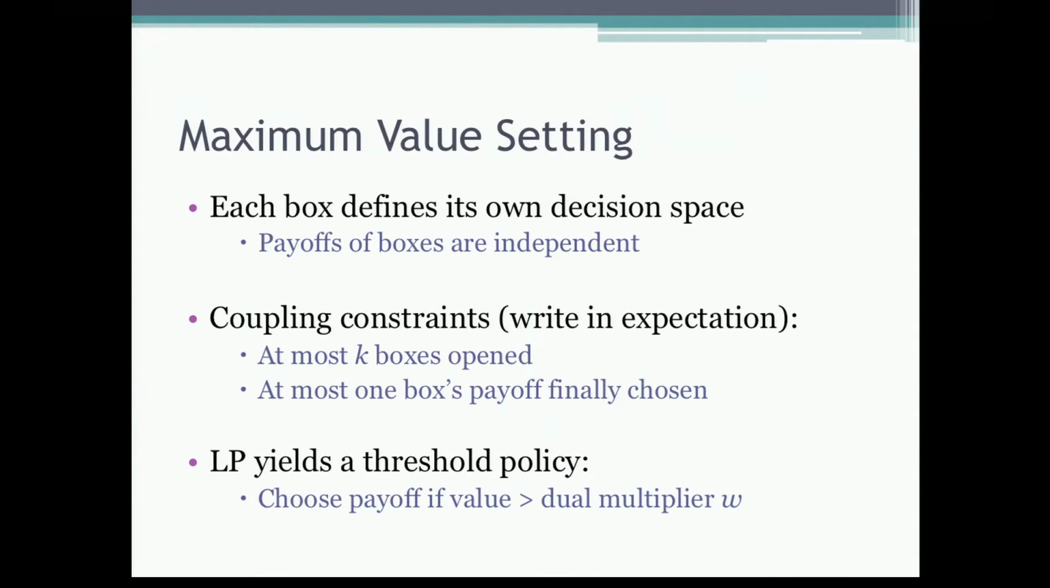It's all high level. In the maximum value problem, each box has its own decision space. The crucial thing is that the boxes are independent, and that was crucial for our LP. The coupling constraints were these, and the dual yielded a threshold policy: choose the payoff if the value is greater than the dual multiplier.